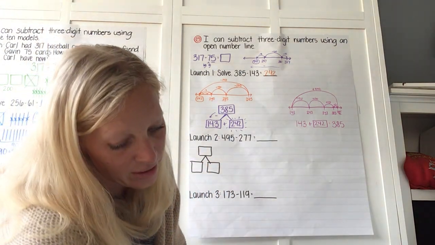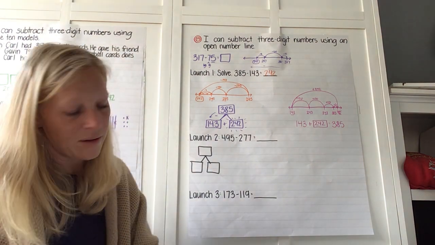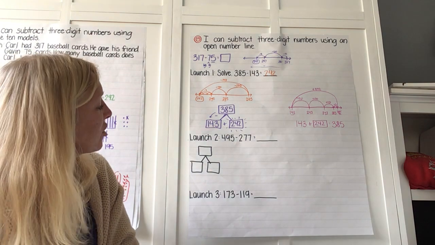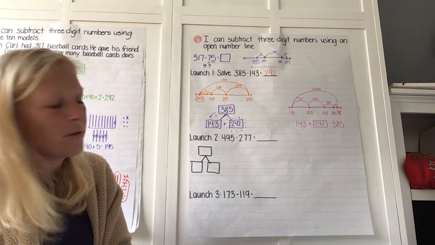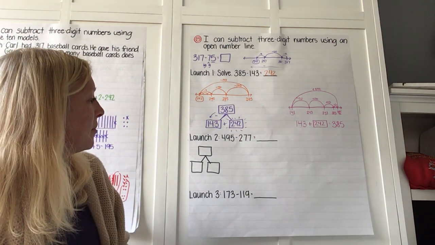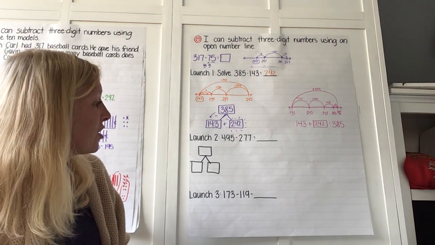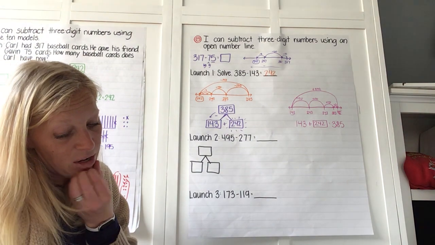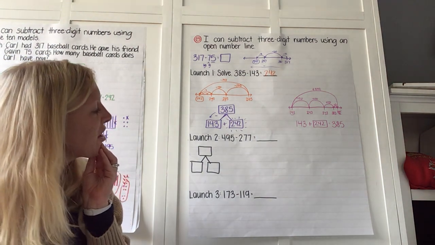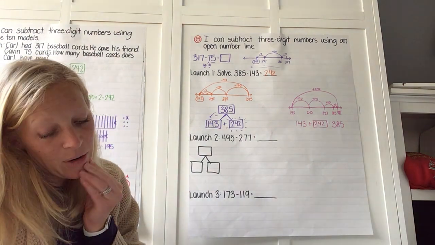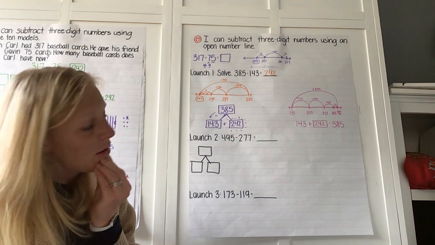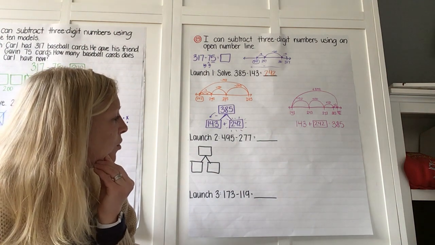What are you going to start with on your number line? And so are you going to be adding or subtracting from 495? Why subtracting? In our equation, it says 495 minus. Okay, and what are you going to take away? And when you take away 277, how are you going to do that? How are you going to decompose those numbers into hundreds, tens, and ones?